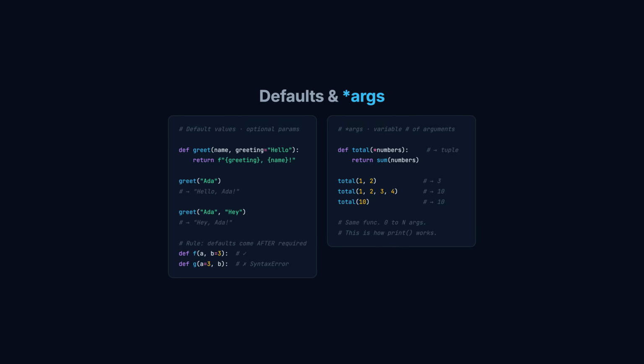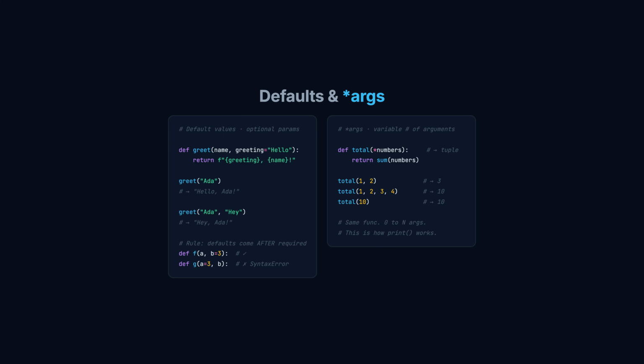One gotcha to flag and defer. Default values are evaluated once when the def runs, not on every call. That means if you use a list or a dict as a default, weird things happen across calls. We will cover that properly in episode 6. For now, stick to simple immutable defaults. Numbers, strings, True, False, None.